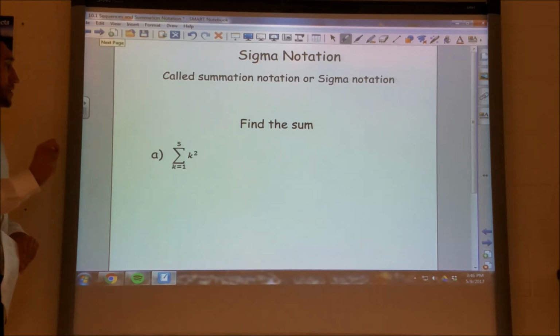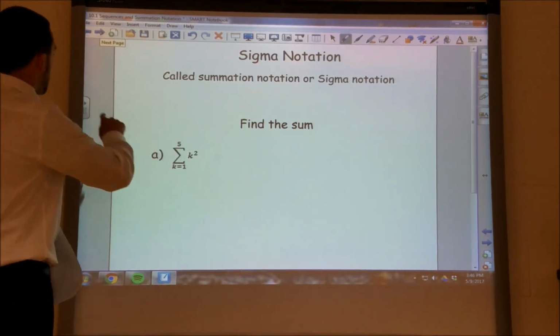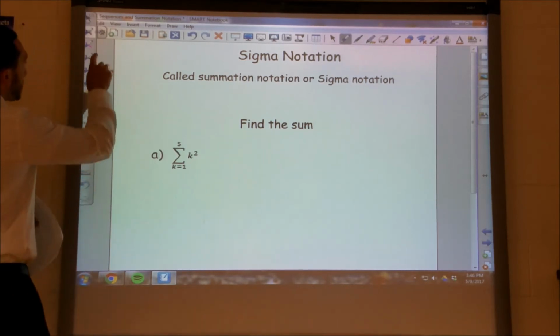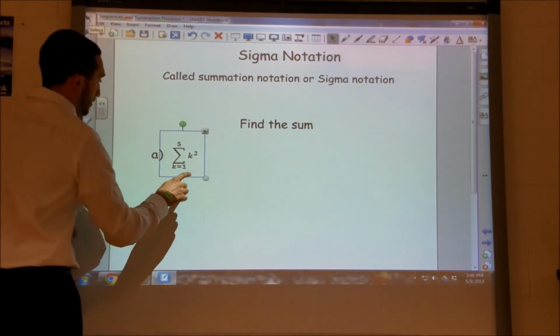Next, sigma notation. What sigma notation is doing is it is condensing, and let me make this a little bit bigger.